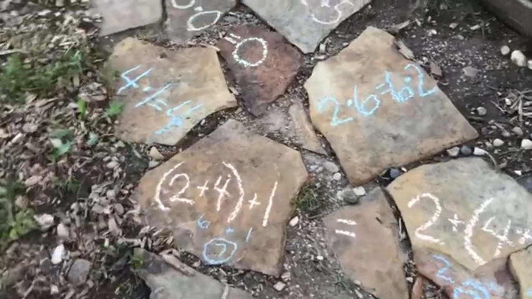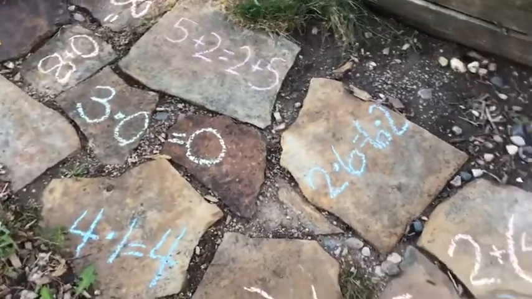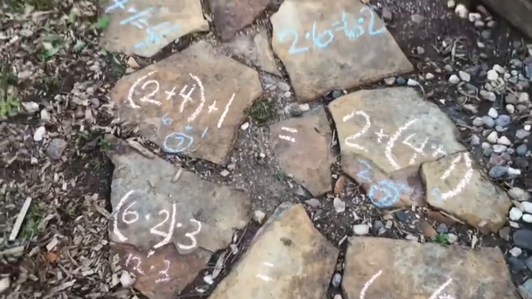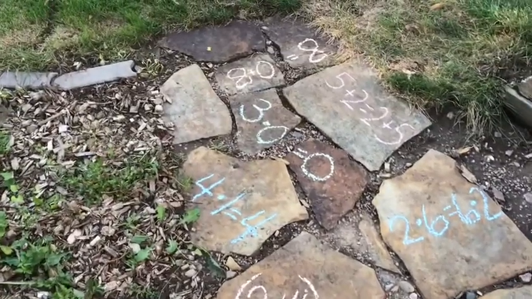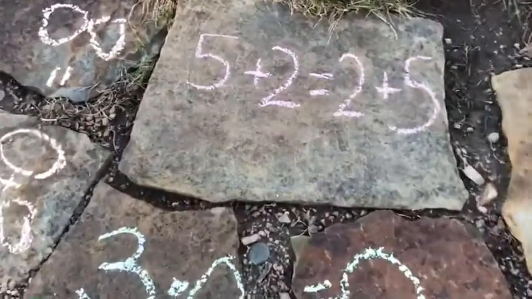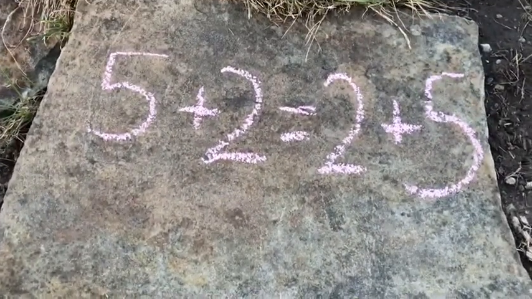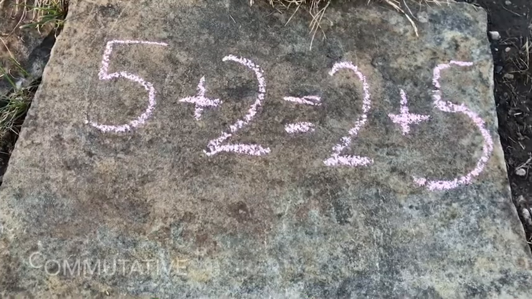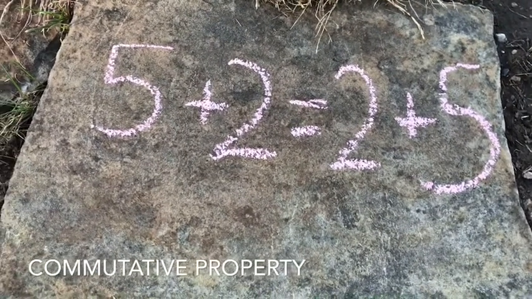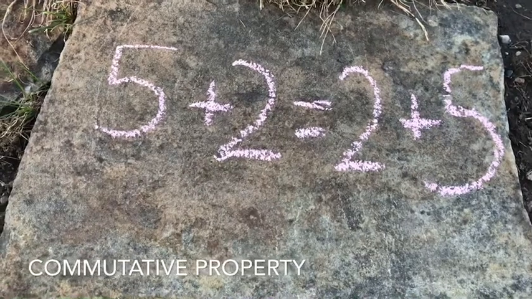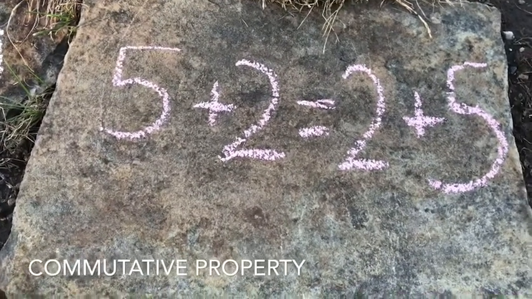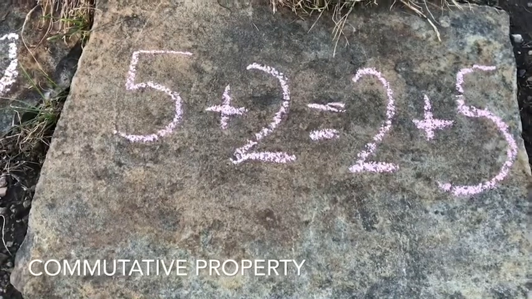I was just going for a walk and I found a whole bunch of numbers. I wonder what this is about. Hey, I think this is the commutative property of addition, because you can change the order of the numbers in addition. Can you do that in subtraction? No, I didn't think so.